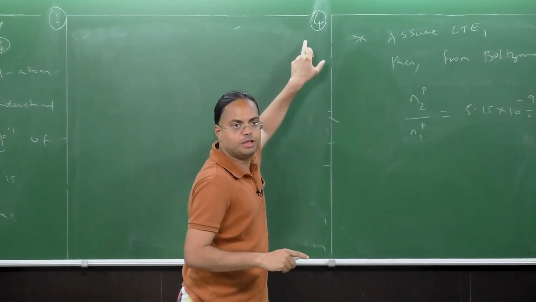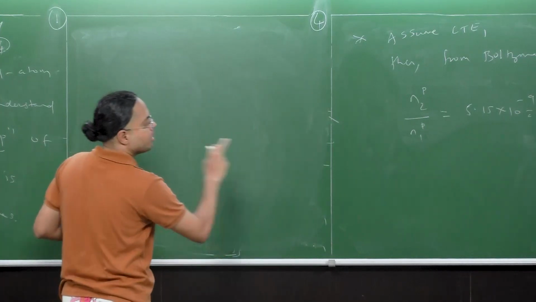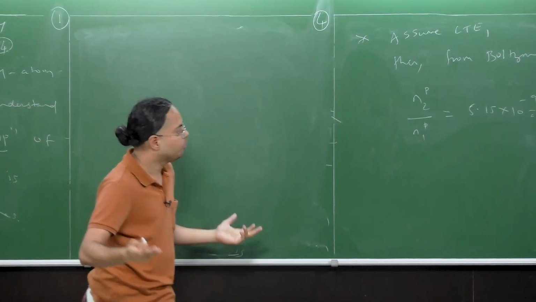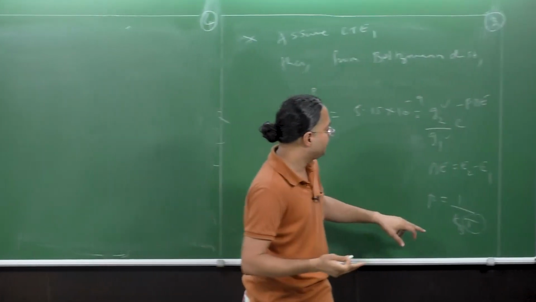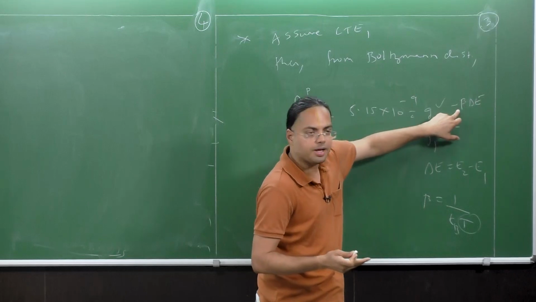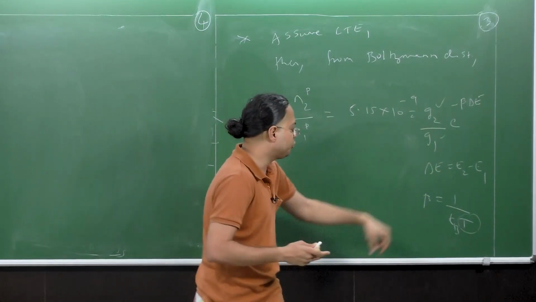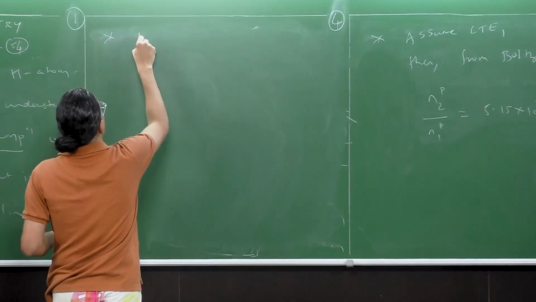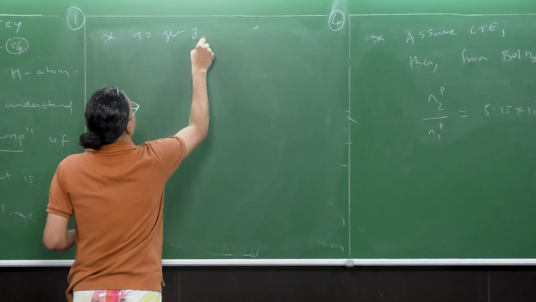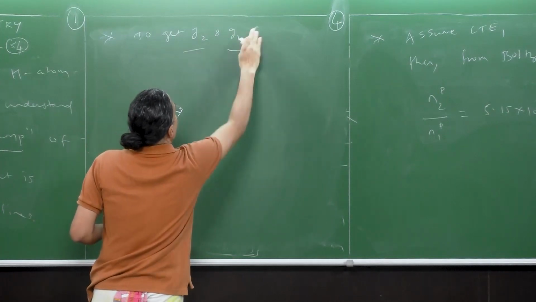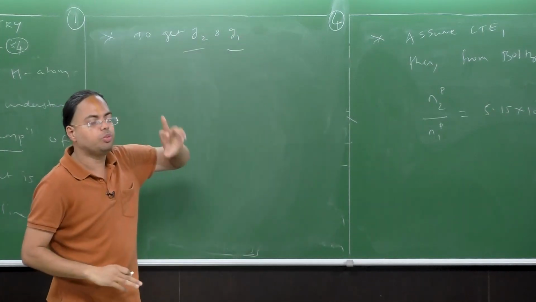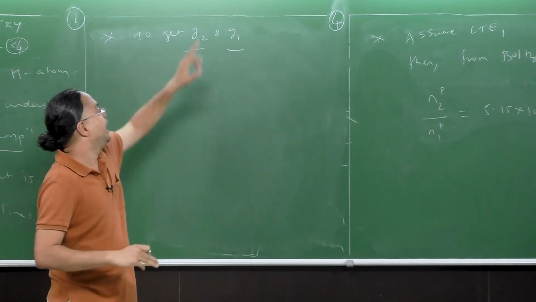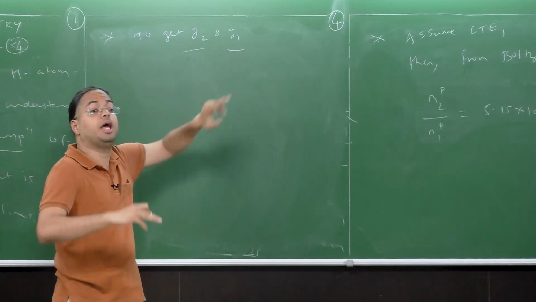So I'm going to call this page 4, and we have to figure out G2, G1 and delta E. Once we know G2, G1 and delta E, we can get the temperature, because we already know the Boltzmann constant. Now, to get G2 and G1: what is G2? It corresponds to the degeneracy of the hydrogen atom in the n equals 2 level. And G1 is the degeneracy of the hydrogen atom in the n equals 1 level.